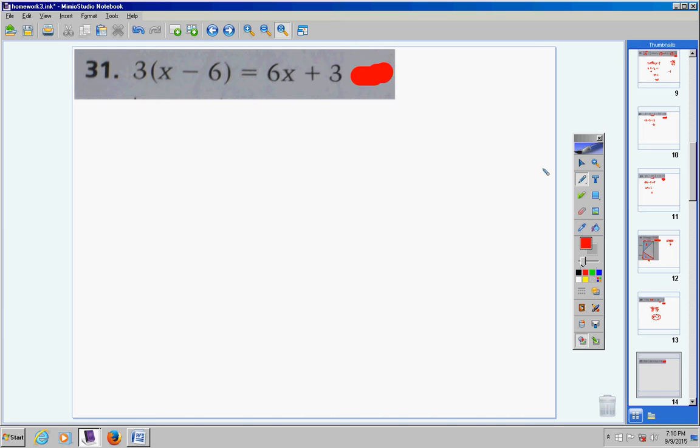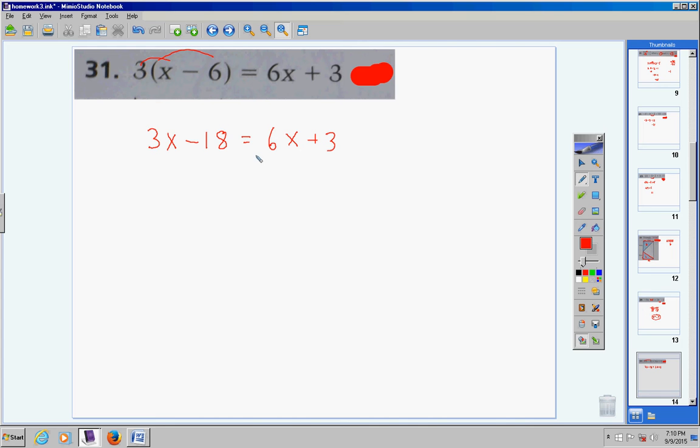Always simplify the left side and the right side first. There's no simplifying over here that you can do. They're both unlike terms. However, here I can take the 3 and multiply it through. 3 times x, you can multiply unlike terms. That's fine. 3 times x is 3x. 3 times negative 6 is negative 18 equals 6x plus 3. Okay? Now, next, eliminate fractions.